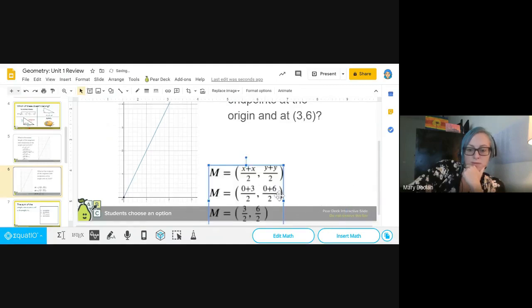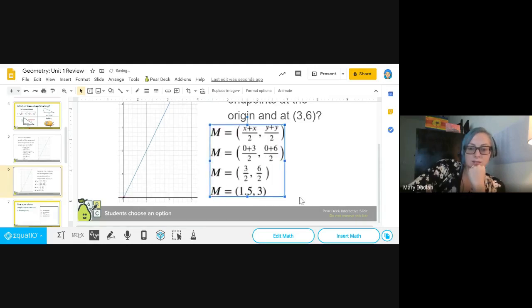So the midpoint is the average of the x's and the average of the y's. Well, our x values are 0 and 3. Our y values are 0 and 6. So it turns into 3/2 and 6/2. And if you simplify that, you would have 3/2, 3, or 1.5, 3.